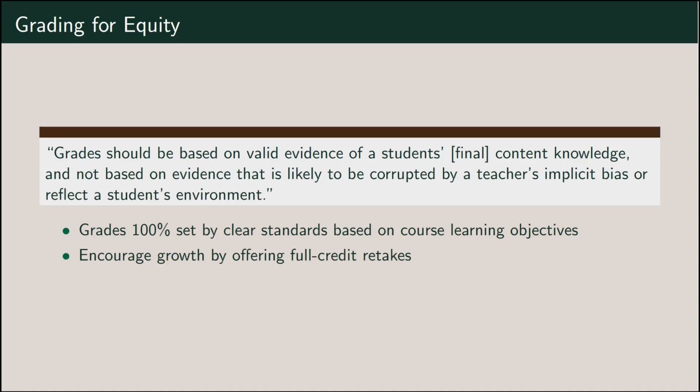It also means that, since we want grades to reflect a student's final content knowledge, if a student misses out on the points for a particular learning objective, they should have plenty of opportunities to make that up for full credit. And grading for equity also encourages us to avoid as much as possible factors outside of proficiency in learning objectives that affect students' grades.